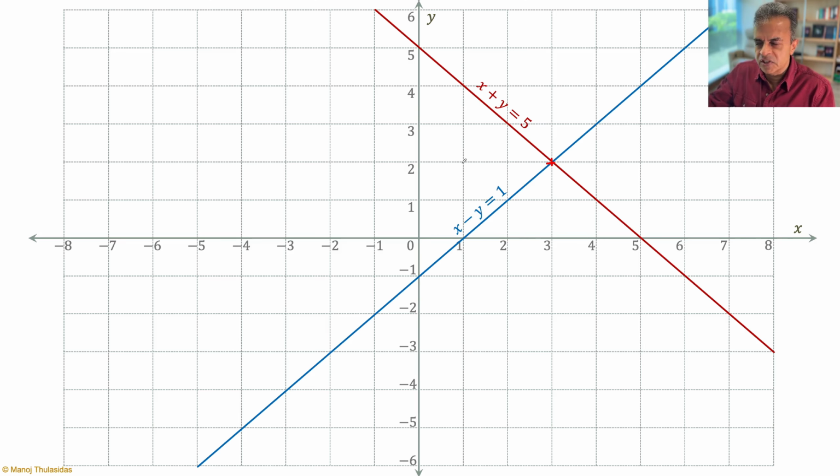Then if you want to satisfy both of them at the same time, you have to look at the intersection of these two lines, and that's where you get the solution. And there's only one unique solution.